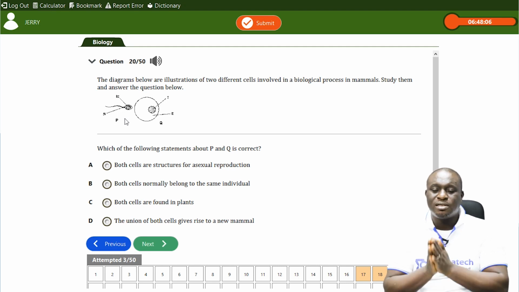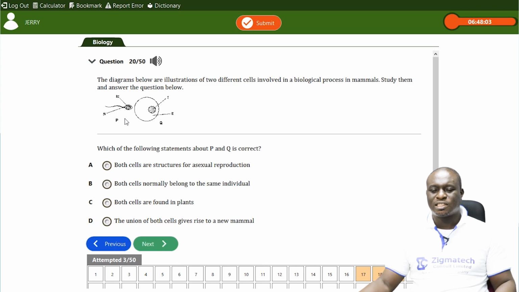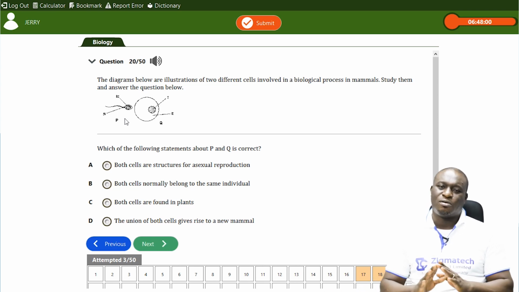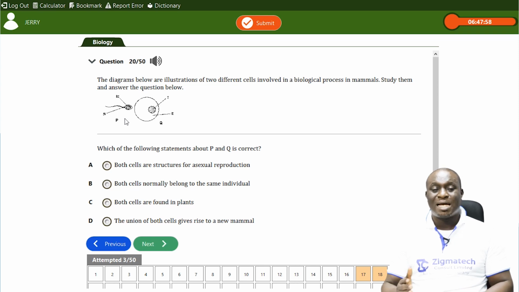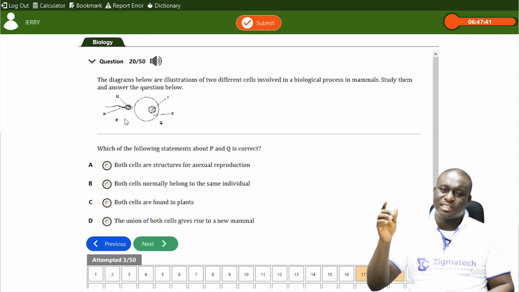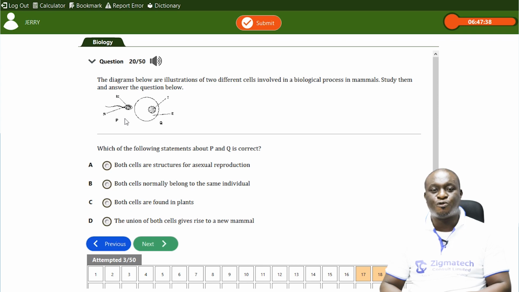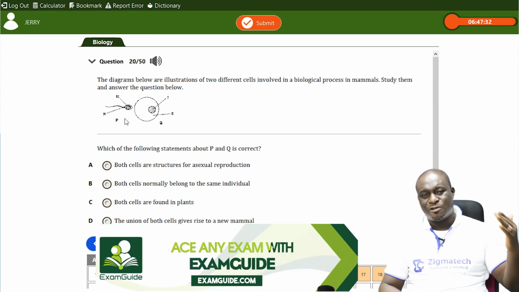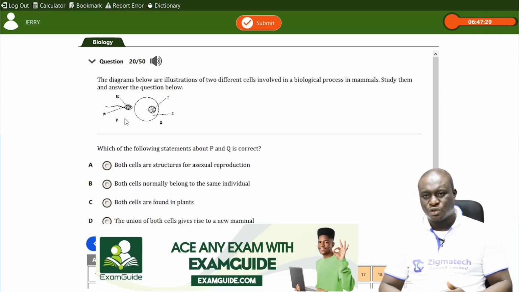So we have unisexuality. And then option C says both cells are found in plants. Now, though plants have their own sex cells, the male sex cell of a plant is not the sperm cell. The female sex cell of a plant is not the egg cell. Now, the male sex cell of a plant is called the pollen grains, and the female sex cell of a plant is called the ovule, O-V-U-L-E, the ovule. In terms of male, it is referred to as the pollen grains. So option C is also out of the question.